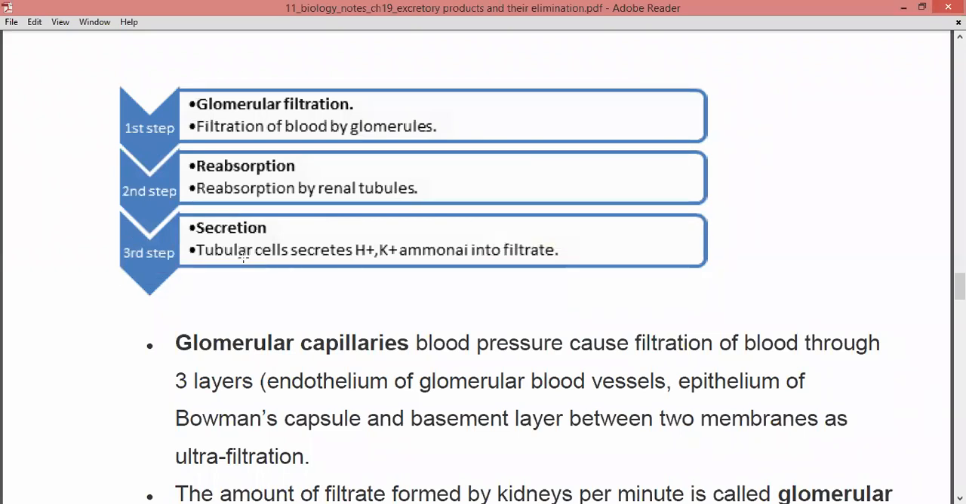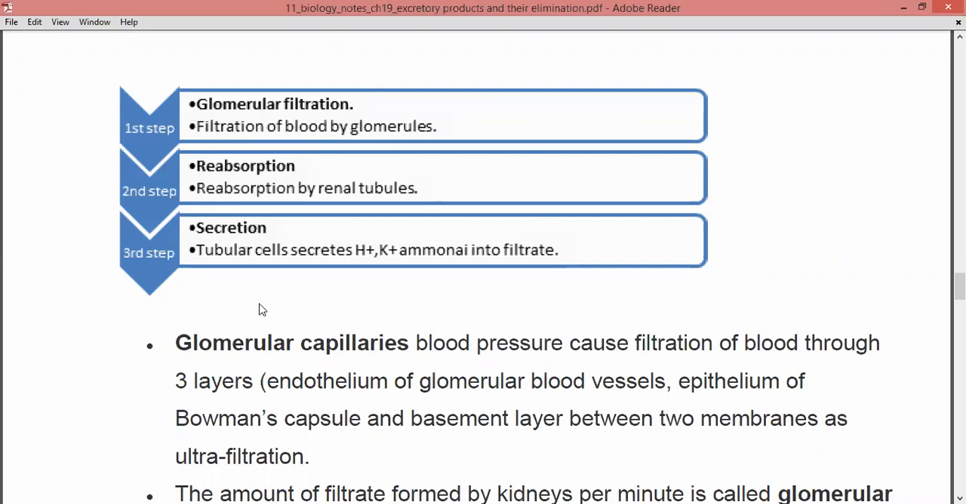The third step is secretion, where the tubular cells, the cells present in the tubes of the nephron, secrete H+ ions, K+ ions, and along with that ammonia into the filtrate in order to prepare the urine. This way the urine is formed. Secretion means secreting something that forms the exact urine.